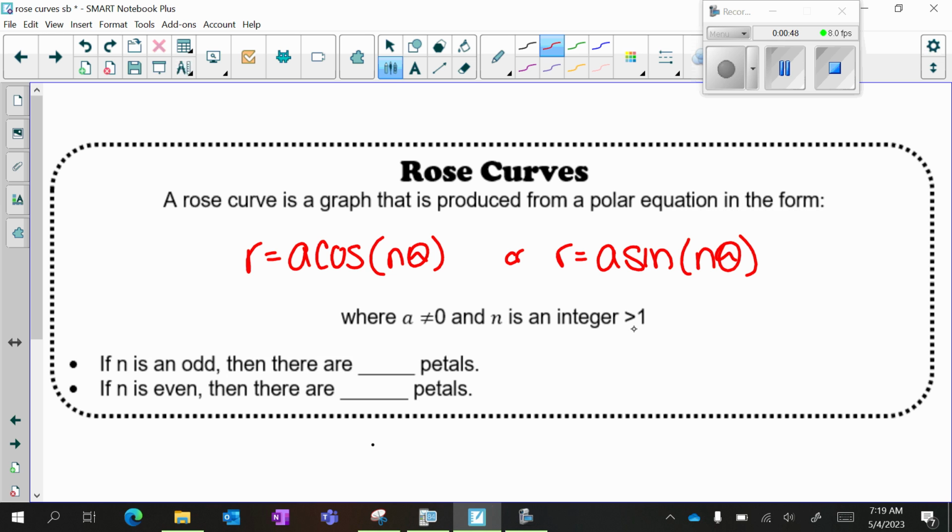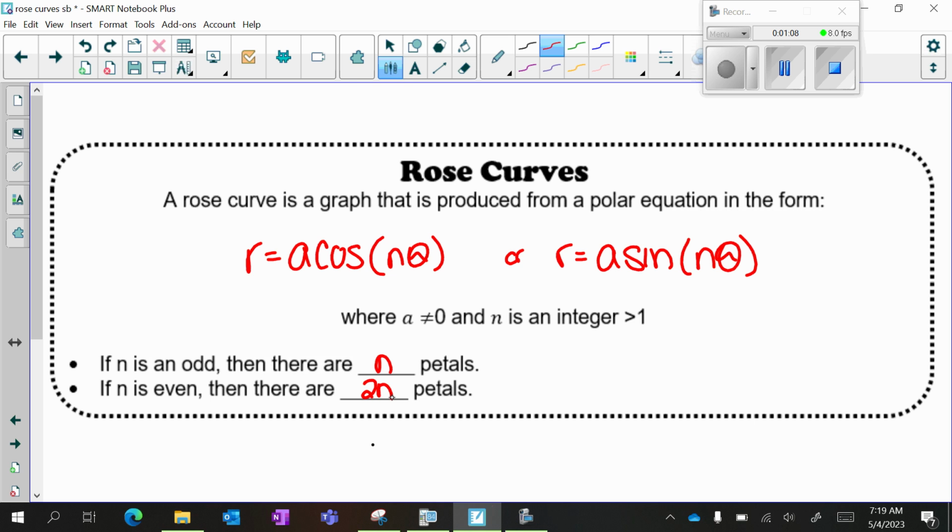So to determine the number of petals, if n is odd, there are going to be n petals. If n is even, there are going to be 2n petals. And you should have seen those observations as you graphed all of those curves. And we're going to look at what it's like to sketch some of the curves by hand without a calculator.